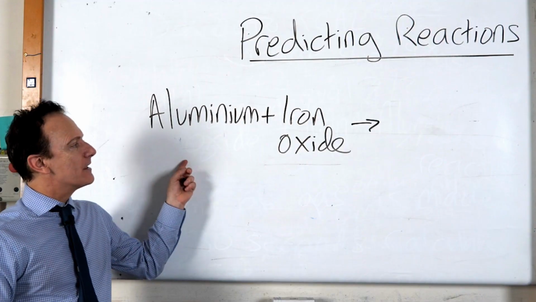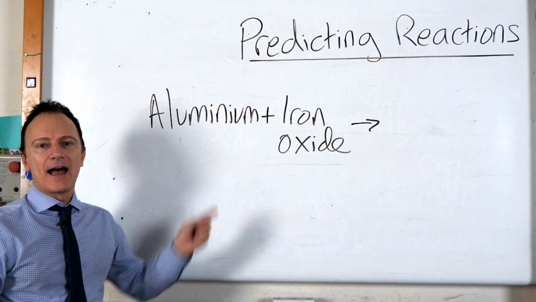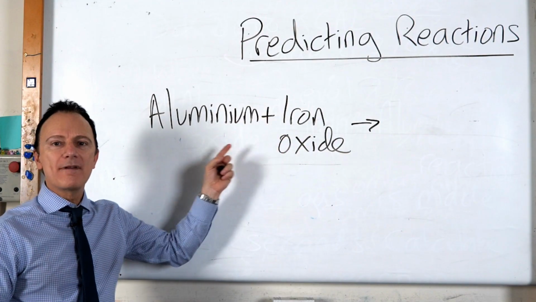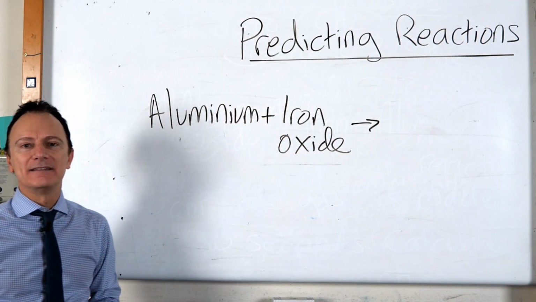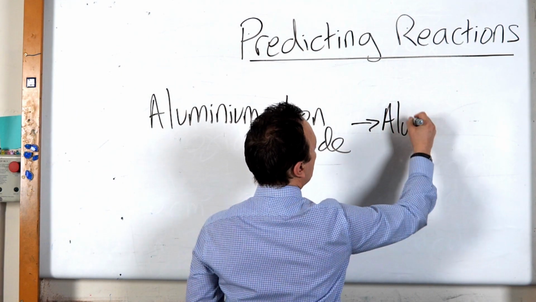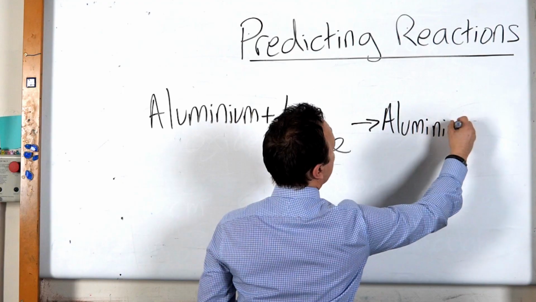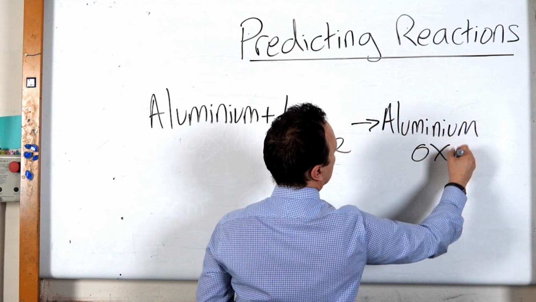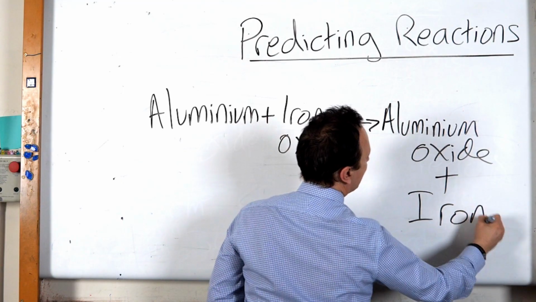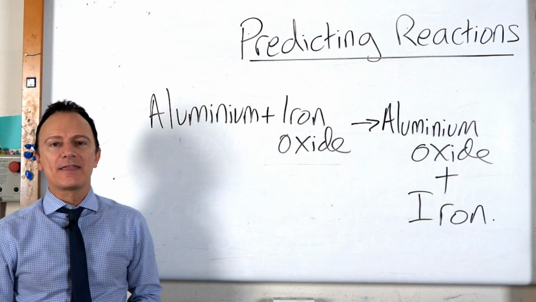However, if we had aluminium and iron oxide, aluminium is higher up the reactivity series than iron, so it's more reactive than iron. That means it can displace iron. So what we would make in this case is there would be a reaction, and it would make aluminium oxide, and we'd also get iron left on its own.